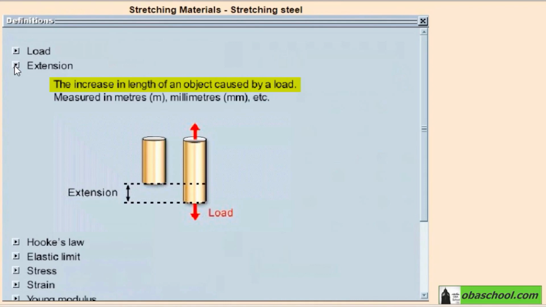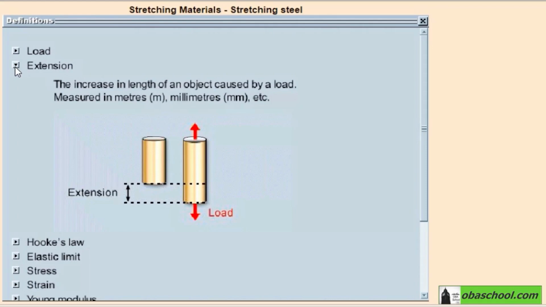Extension is the increase in length of an object caused by a load, measured in meters, millimeters, or any unit of length. Recall that to convert from millimeters to meters, we divide by 1,000.